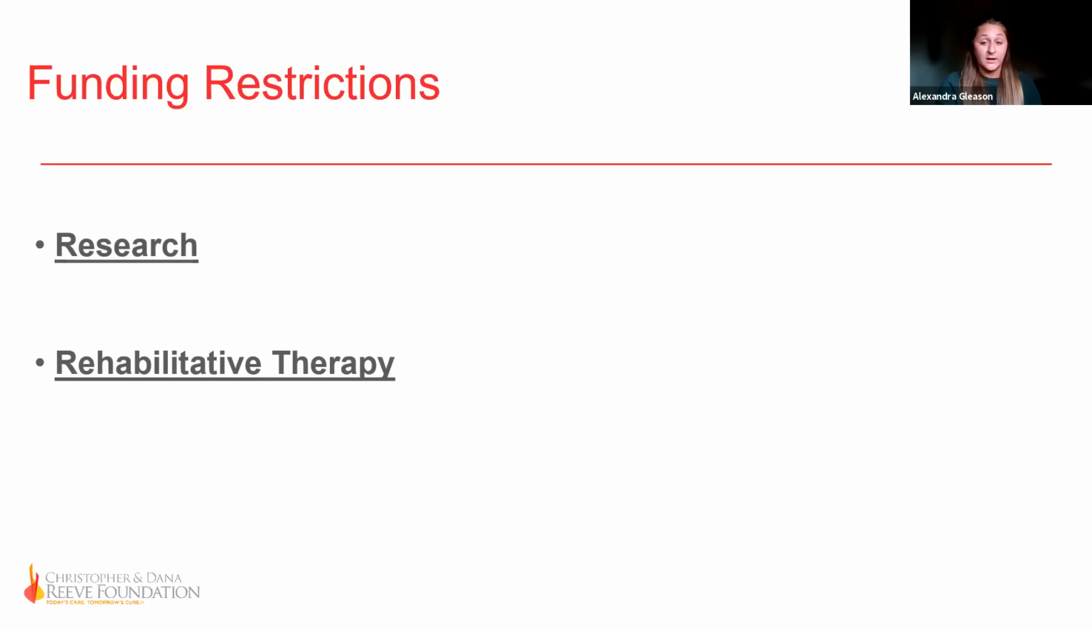Research is also something that we cannot fund, and rehabilitative therapy as well. However, programs that assist people living with paralysis to participate in exercise opportunities, as opposed to rehabilitative therapies, are allowable. So programs that use physical or occupational therapists to work directly with persons with paralysis are considered part of rehabilitative therapy. Exercise opportunities that are facilitated by someone who, for example, has a bachelor's degree in exercise science or is a certified fitness instructor, that would be an allowable expense.